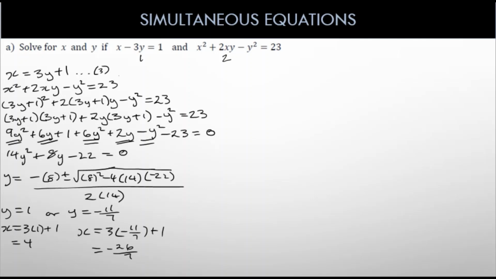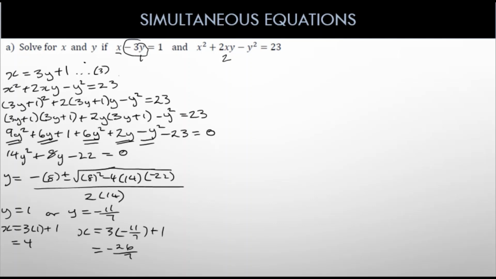First, I took the easiest equation to manipulate, and I saw that if I can just leave this x here and take the negative y to the other side, I can have my equation 3. And then I substitute my equation 3 into equation 2, and then I simplify until I get my y values. Once I get my y values, I can just substitute them and get x.